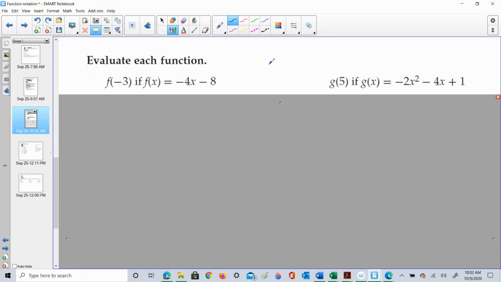So doing what we just did, see if you can find f of negative 3 in this equation. That just means we replace x with negative 3. And here we replace x with 5. So I'll give you like 2 or 3 minutes, I guess, in class to do this.